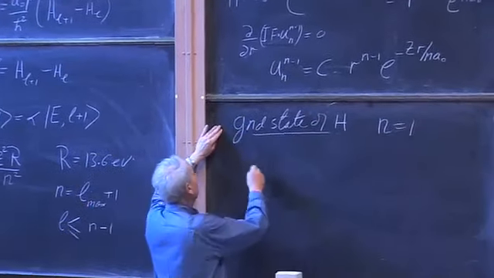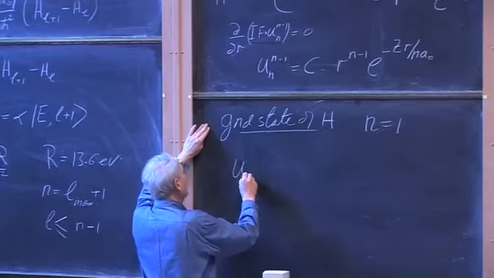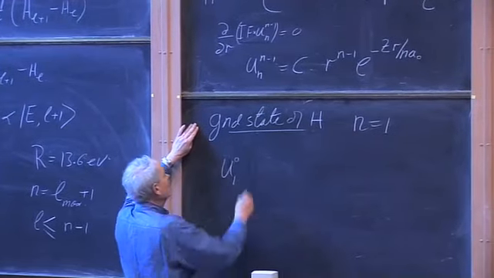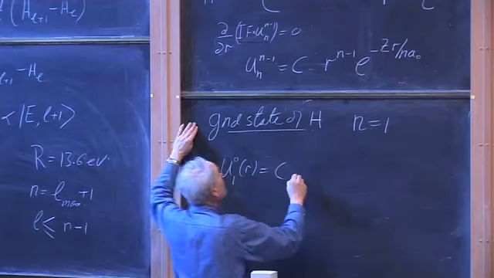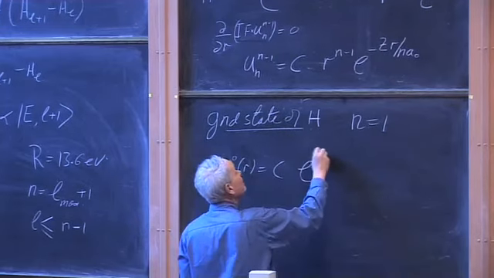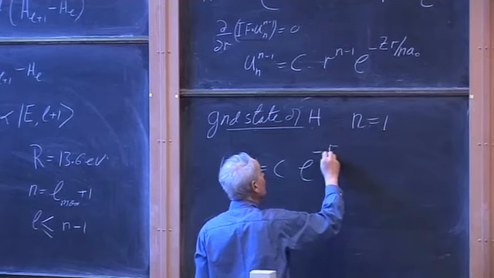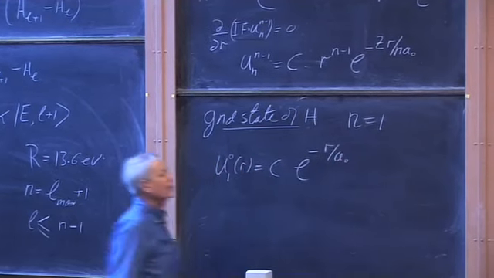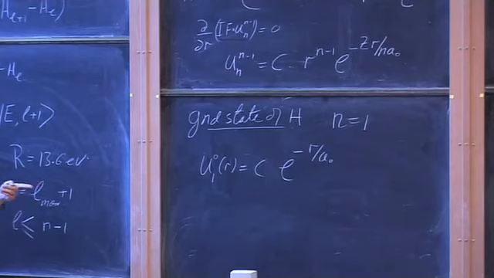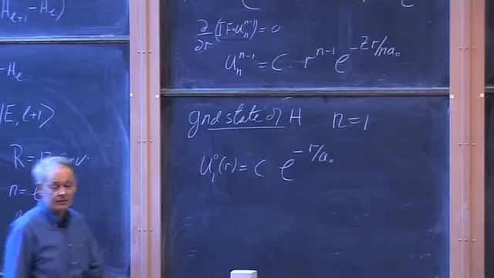So what's the wave function? So u 1, and of course there should be a 0 here, is going to be a constant times e to the minus. In hydrogen, z is 1, so this is just going to be r over a0. So the ground state wave function is this mere exponential, a beautifully simple result.